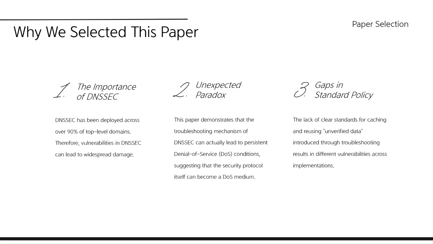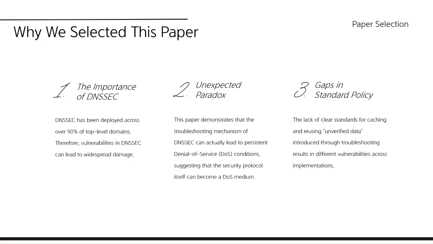Second, this paper demonstrates a key paradox. The DNSSEC troubleshooting function can itself cause a persistent denial of service. This paradox, where a security protocol is used as an attack vector, is what sparked our interest.